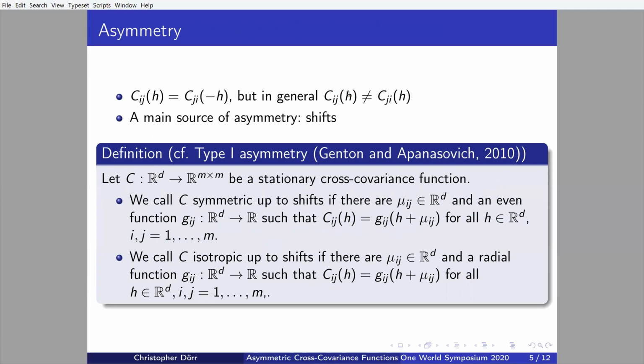In practice, the main source of asymmetry stems from some kind of shifts, especially in the temporal domain. This is the idea behind the so-called type 1 asymmetry. Here, we do not focus on a temporal domain, but simply say that a stationary cross-covariance function is symmetric up to shifts if it can be represented by a symmetric function with the argument shifted by some vector. Analogously, we call the cross-covariance function isotropic up to shifts, with the respective symmetric functions even being radial.